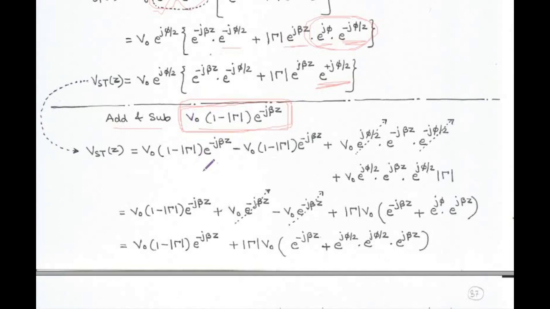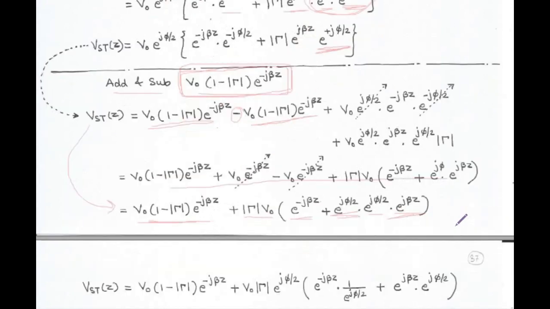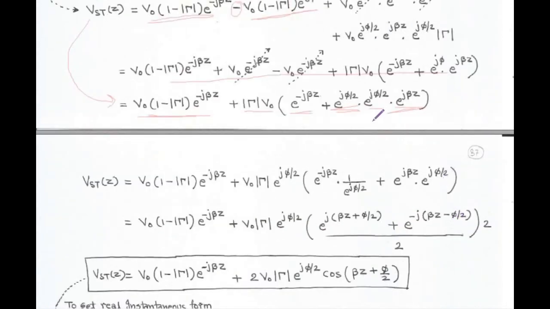We add and subtract this term in the above equation and simplify it. After simplification, we get V0 within bracket (1 minus mod of tau) e to the power minus j beta z plus mod tau V0 (e to the power minus j beta z plus e to the power j phi by 2 into e to the power j phi by 2 into e to the power j beta z). This we get after cancelling some terms and taking some common terms.